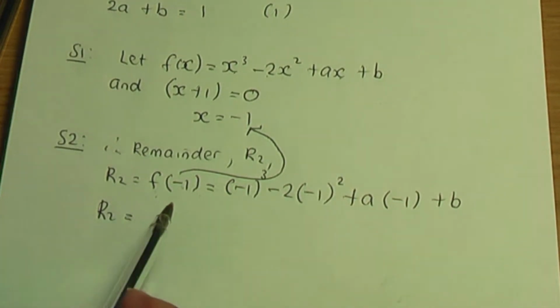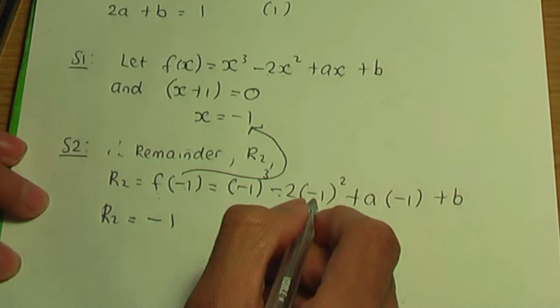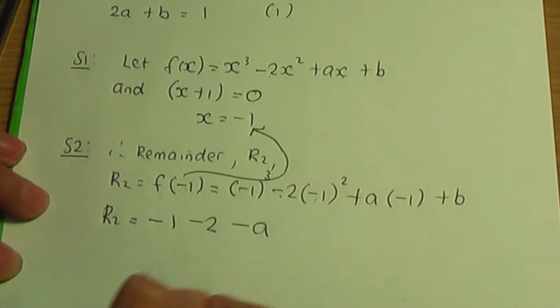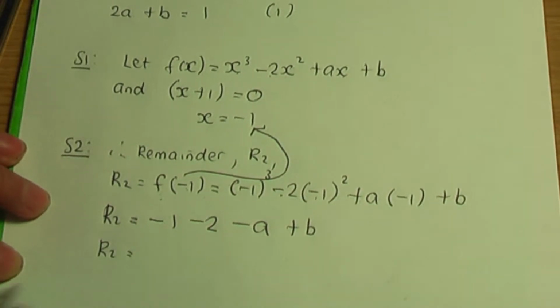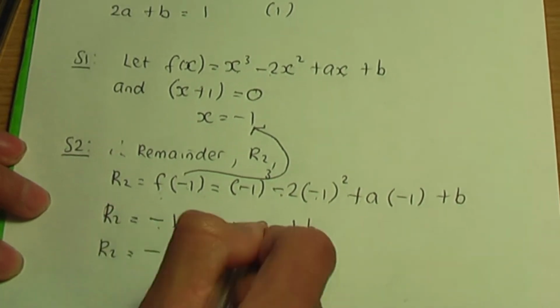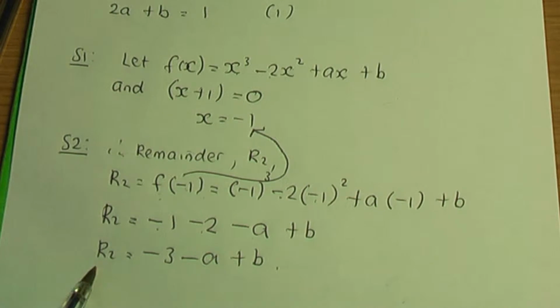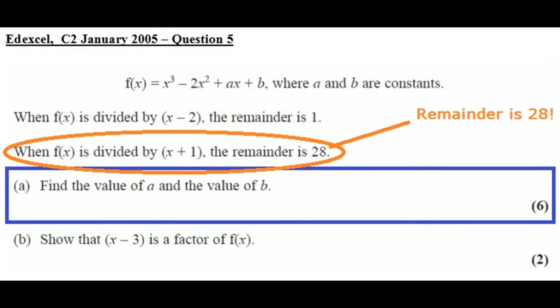So let's simplify this to the maximum. Minus 1 cubed is minus 1. Minus 2 times minus 1 squared is minus 2. A times minus 1 is minus a, plus b at the end. And if I simplify further, minus 1 minus 2 is minus 3, minus a plus b. So this is the second remainder R2 simplified to the maximum. Now if you go back to the screenshot, it says when f of x is divided by x plus 1, the value of the remainder is 28, meaning that R2 is 28.